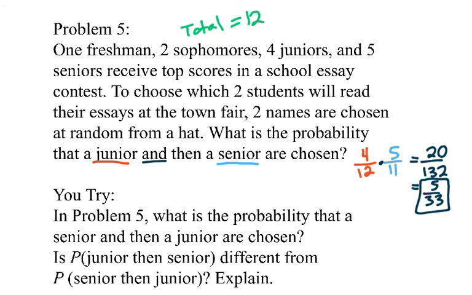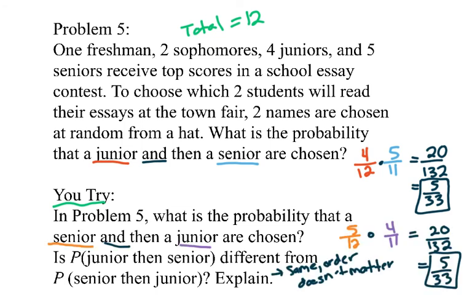All right, go ahead and pause and try the U-try. All right, go ahead and check your answer. You should notice that we're getting the exact same answer here, 5 over 33. So it didn't matter which one we chose first, so the order didn't really matter here. As long as we're choosing the same, we'll have the same outcome in the end.